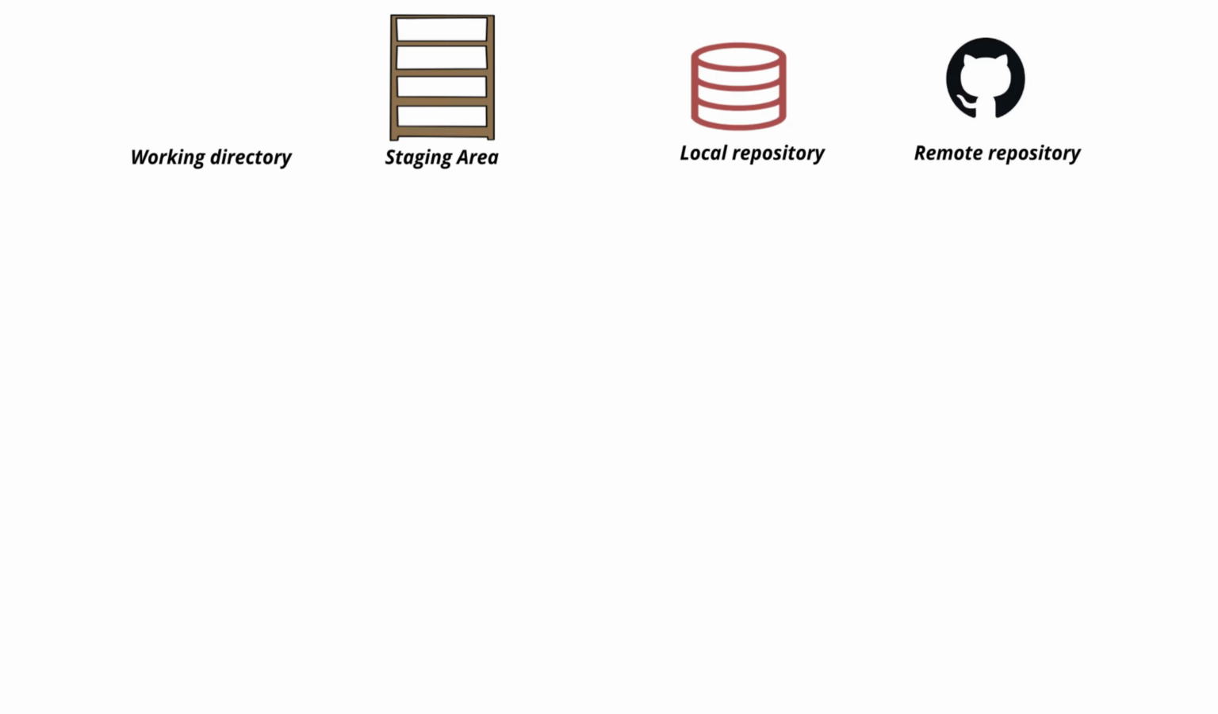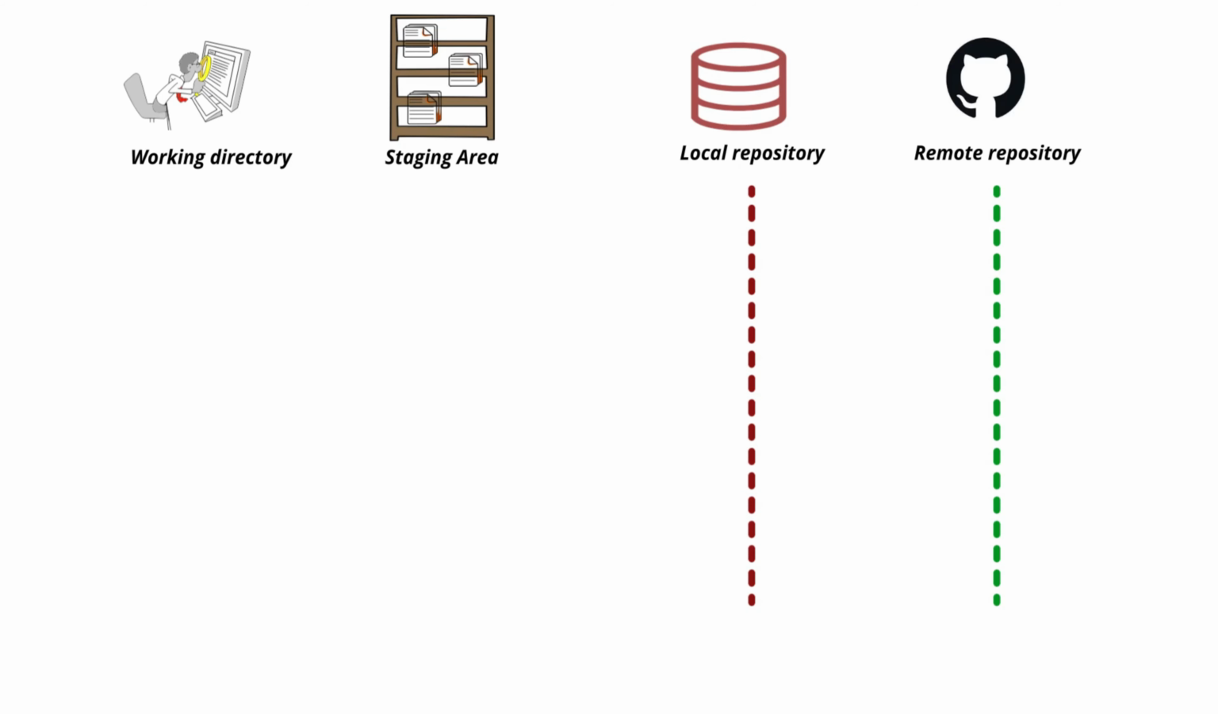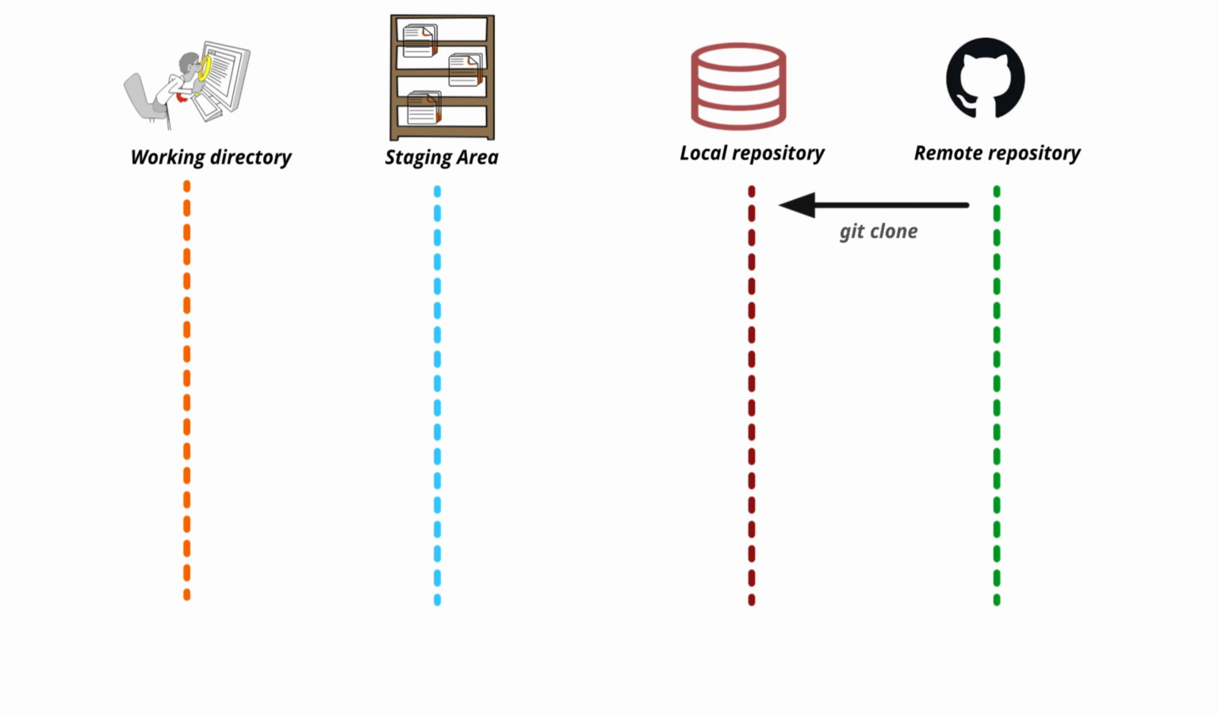Now, let's walk through a typical Git workflow. First, we need to use git clone to copy a project from a remote repository. This gives us a full local version, including its history. Now, git checkout. This allows us to switch to a branch where we want to work.